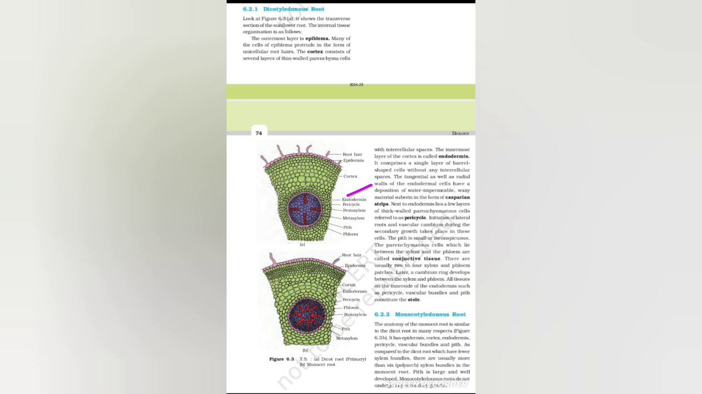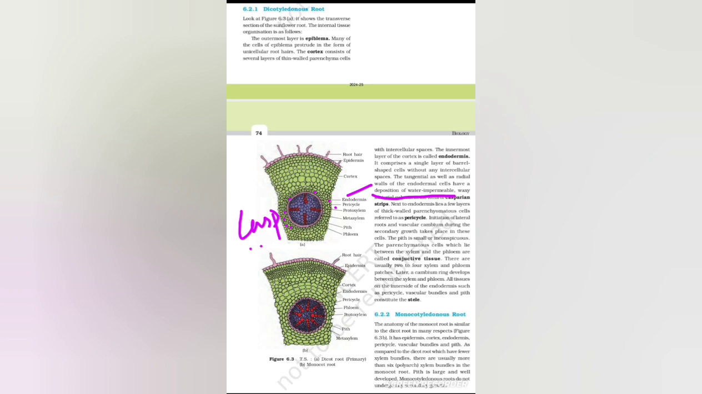In this layer, the cells are closely packed and the cells are parallel in shape. So the cells are parallel in shape and they are closely packed, and in these cells we can see a deposition of water impermeable and a waxy substance called casparian. So in this endodermis we can see a deposition of water impermeable, a waxy material.